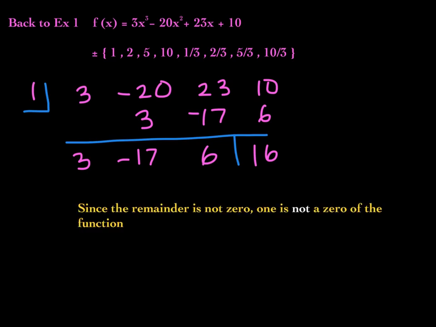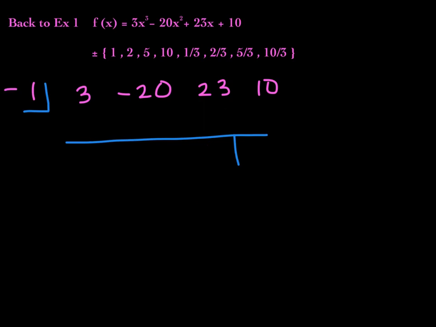All right, so what we'll do is we will try a different number. So 1 didn't work out, but there's plenty more options. The next value I'm going to try, and you can try these in any order, I'm going to try -1. Let's see if this works.